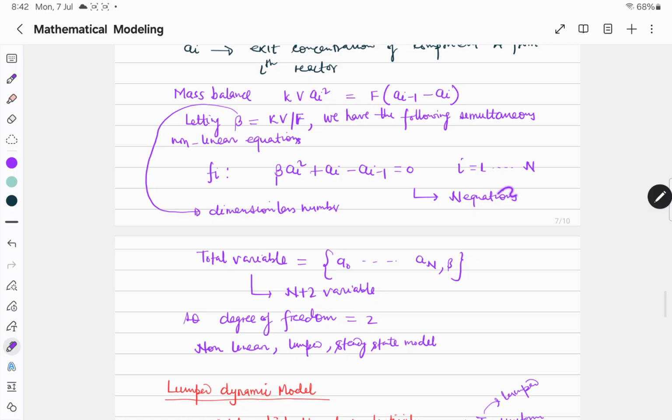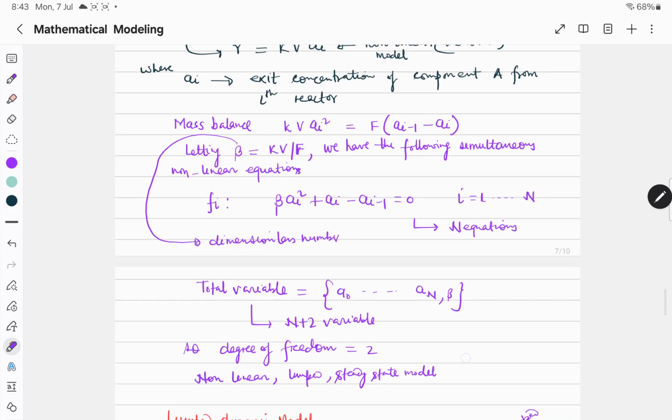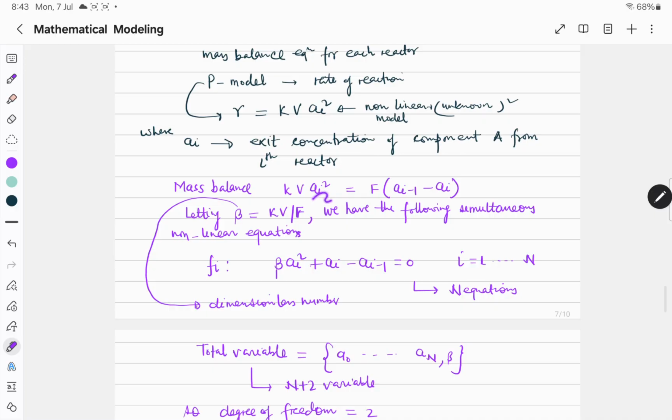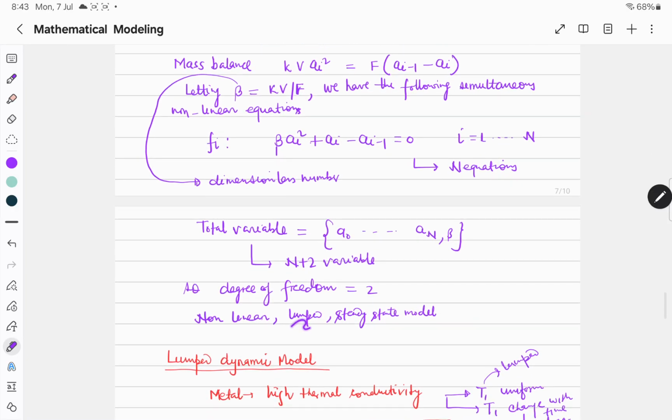So you will get the N equations. The total variables are N plus 2, because A naught to An is N plus 1 variables, and beta is the N plus 2nd variable. So N plus 2 variables total, with N equations. So you will have 2 degrees of freedom. This is a non-linear equation, with non-linearity due to Ai square, and this is a lumped, steady state model.